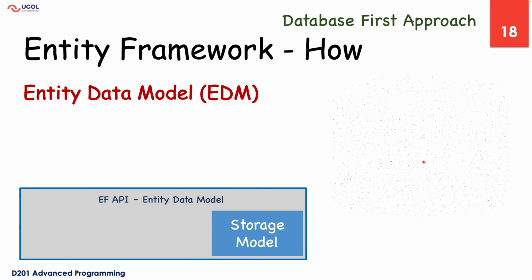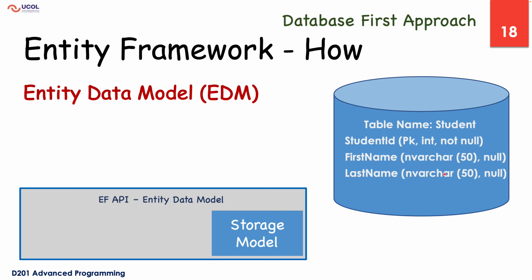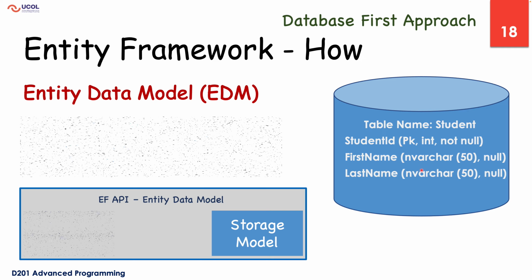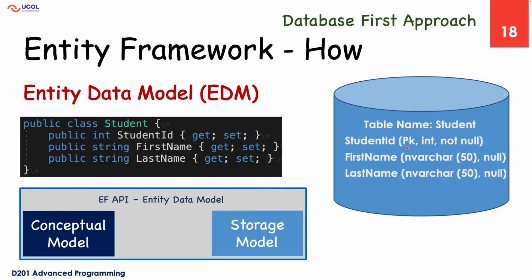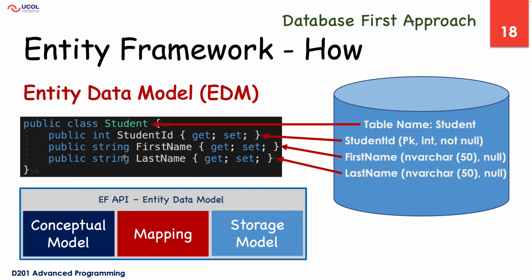The second approach is database first, in which we generate the database model first, and then based on that specific database model, Entity Framework automatically generates our classes in our program, and then we can use those classes as we do in the other approach.